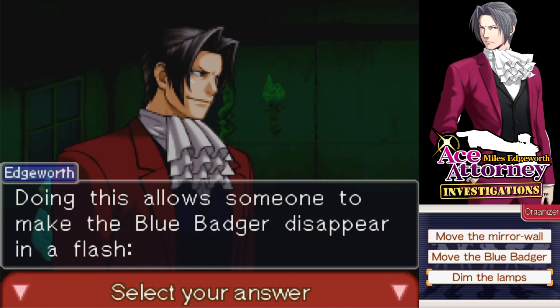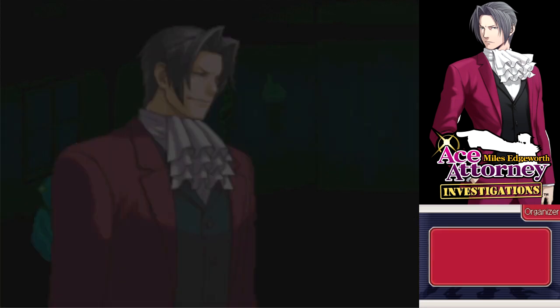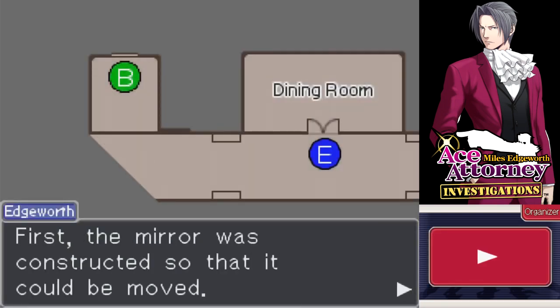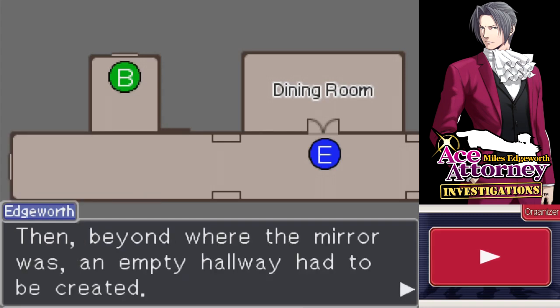Move the mirror wall, dim the lamps. It's one of the two. Not move the blue badger, but move the mirror wall. To remove a reflected image, simply move the mirror. Oh, true, yeah. Just whoop, and it's gone. First, the mirror was constructed so that it could be moved. Then, beyond where the mirror was, an empty hallway had to be created.